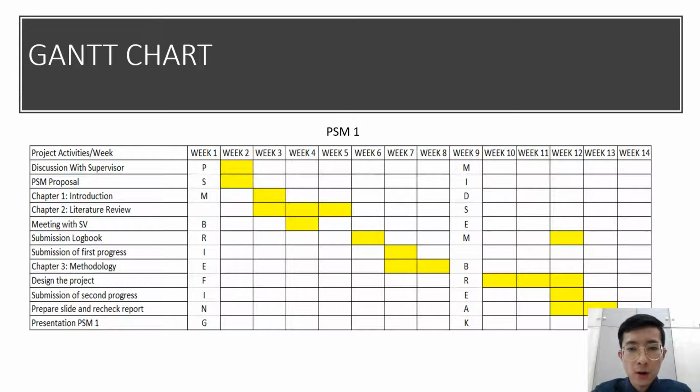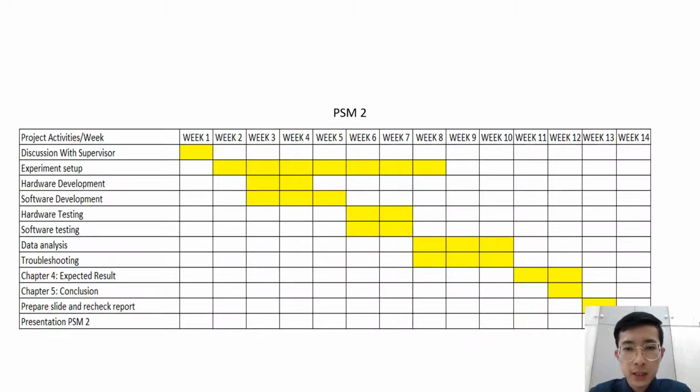So this is a Gantt chart for PSM1 and this is a Gantt chart for PSM2.